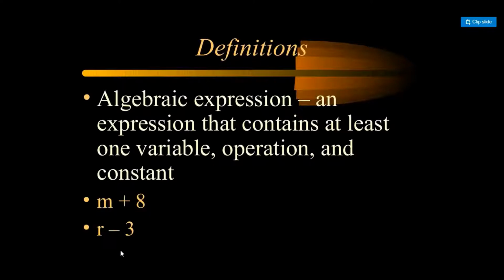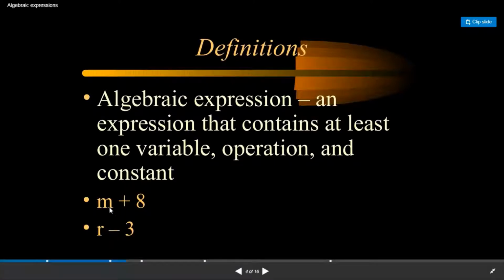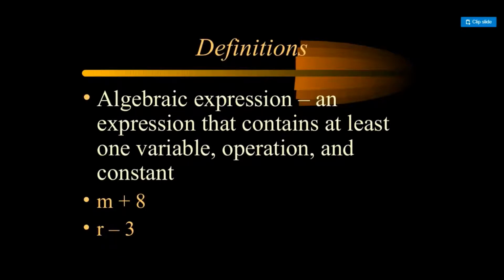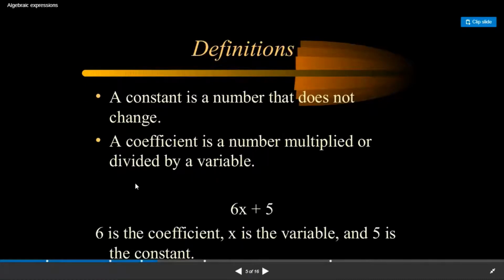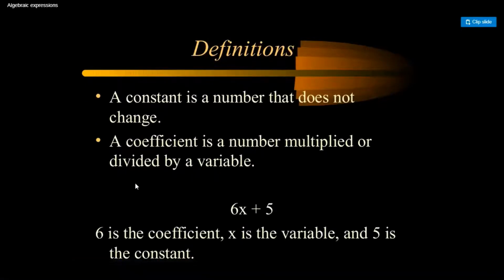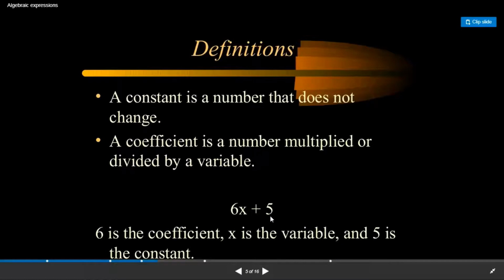An algebraic expression is an expression that contains at least one variable, an operation, and a constant. As you can see, this one is an example of an algebraic expression because it contains a variable and a constant number, and at the same time, an operation. We can use any operation such as addition, subtraction, multiplication, and division. A constant is a number that does not change, or remains the same. For example, the number 5 here is a constant because it does not change.